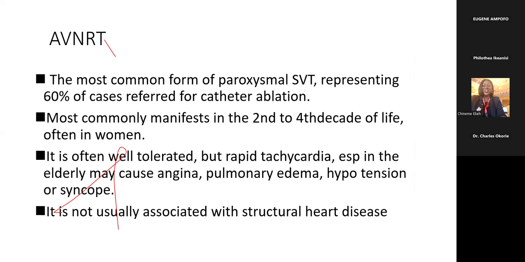Then the next entity is the atrioventricular nodal reentrant tachycardia. This is the most common form of paroxysmal supraventricular tachycardia, representing 60% of cases referred for catheter ablation. It most commonly manifests in the second to fourth decade of life and is commoner in women. It is often well tolerated, but rapid tachycardia, especially in the elderly, may cause angina, pulmonary edema, hypertension, or syncope. It is not usually associated with structural heart disease.